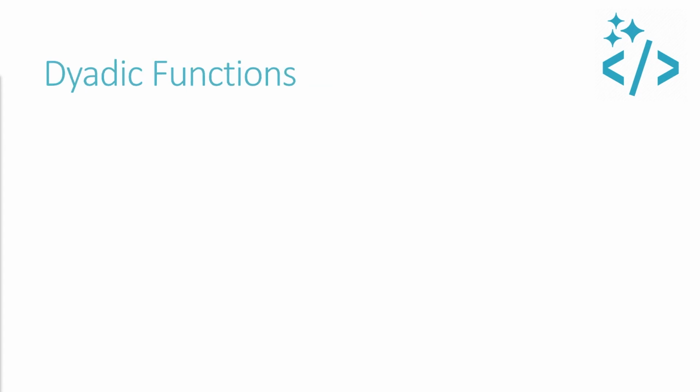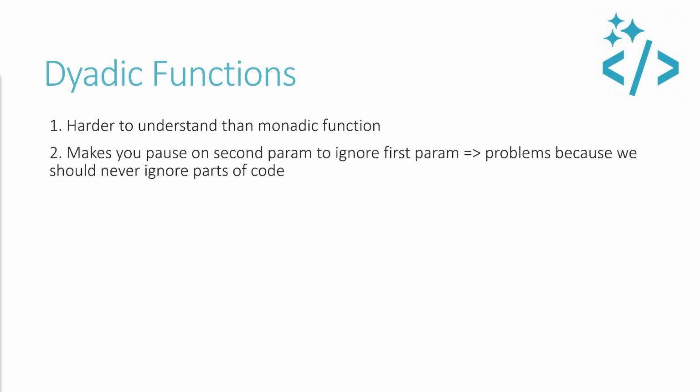On the other hand, we have the dyadic functions. So these are functions which have two parameters. Yeah, they're harder to understand than monadic functions. Because they have two parameters, you have to understand what exactly these two parameters mean. So you have to take them independently and see what they do inside the function. And because they are two parameters, as I said, you have to pause a second to ignore the first parameter, and ignoring a parameter can cause problems because we should never ignore parts of our code.